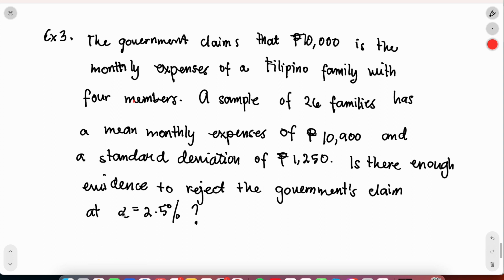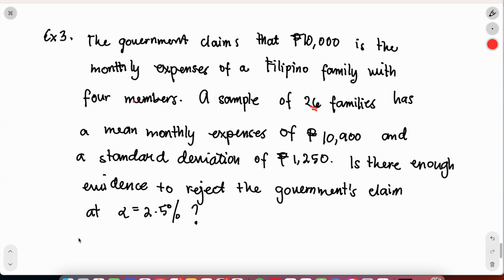I'm going to find the critical value, or do I need to find the critical value? This is less than 30. I'll just give you the given. Okay, so there's a critical value, but it's for what? T or Z? You decide.